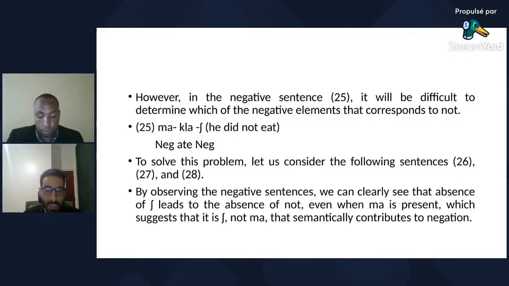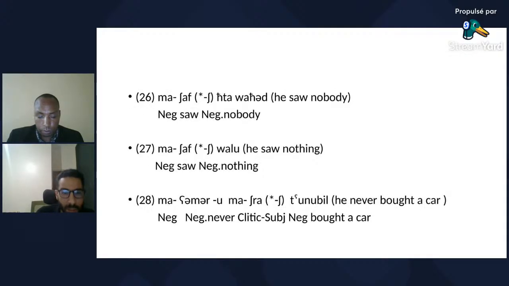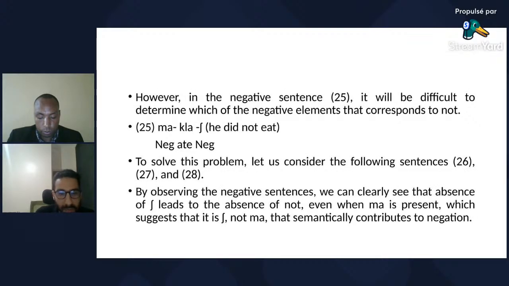So to solve this problem, let's consider the following sentences. ما شاف حتى واحد, ما شاف والو, and ما عمرو ما شرى طنوبيل. By observing these negative sentences, we can clearly say that the absence of sh leads to the absence of not. So when there is no sh, there is no not, even when ma is present, which suggests that it is sh, not ma, that semantically contributes to negation.